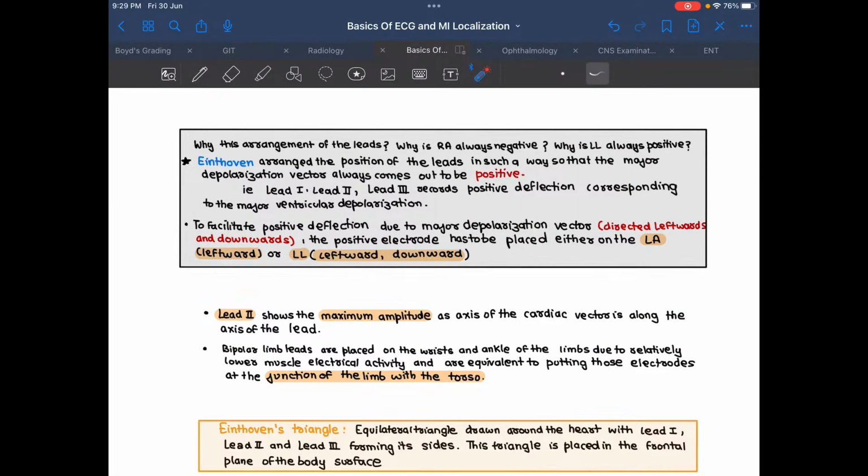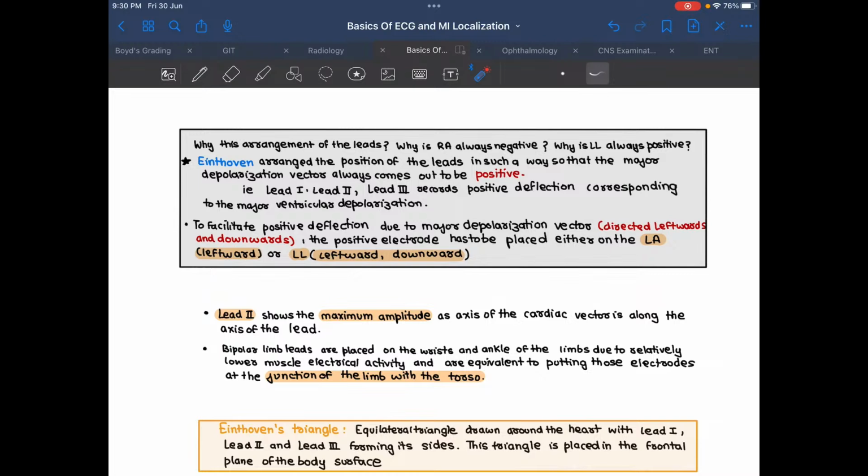Okay? So you might be figuring it out. Why is this arrangement of the leads? Why did Einthoven arrange it like this? Why did he want the right arm to be completely negative? Why did he want the left leg to be completely positive? So the short answer is, because he felt like it. The thing is, Einthoven wanted the major ventricular depolarization vector to be positive. So he arranged the leads in this fashion so that my main QRS always comes out positive.